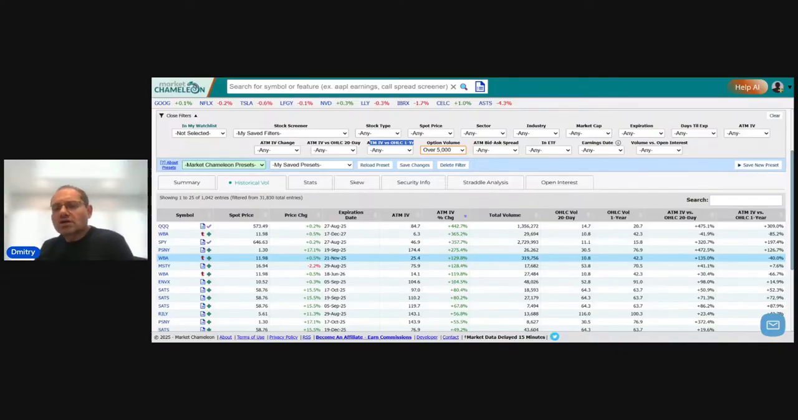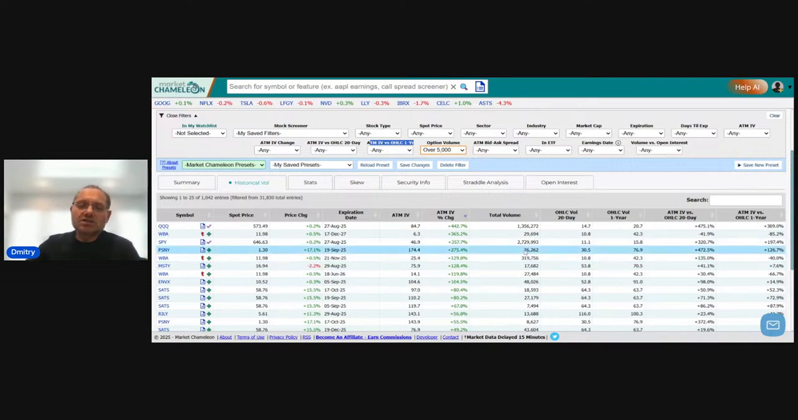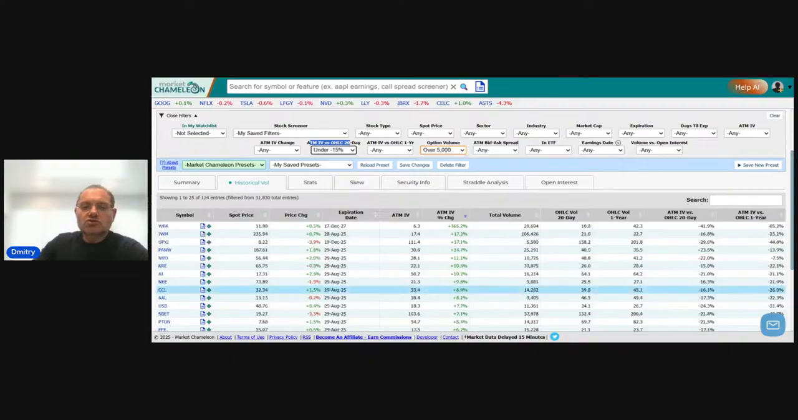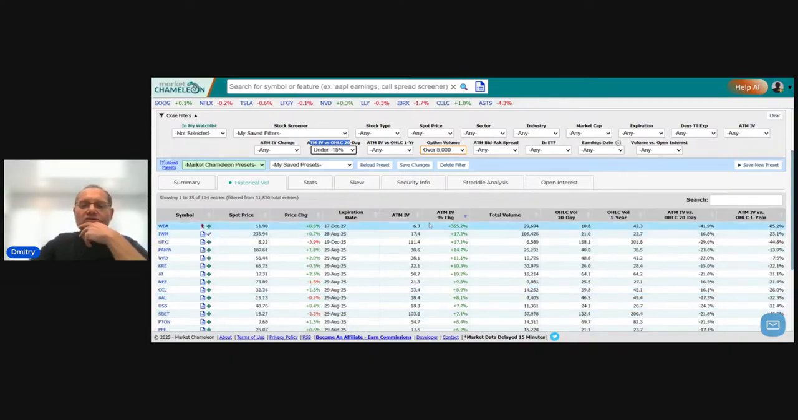So let's start on the shorter end, and let's see if we could find anything where the forward-looking volatility is trading below the last 20 days. So we're going to take this filter, and we're going to look at implied volatilities that are, let's say, 15% below the 20-day. So now we have here, we could see WBA still in there, but it's at 6.3 implied vol, which is below the 20-day by 42%.